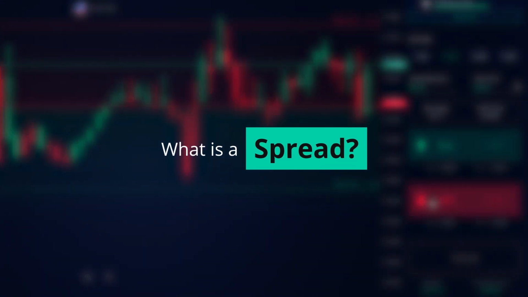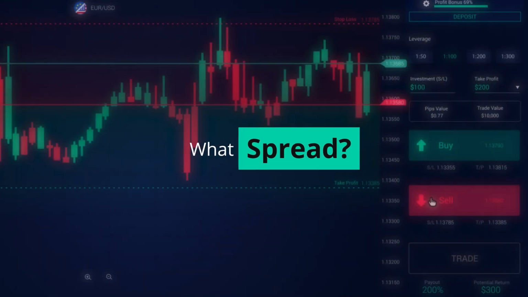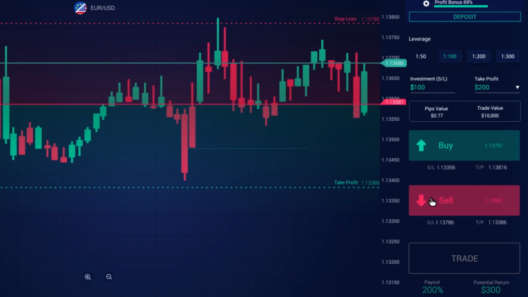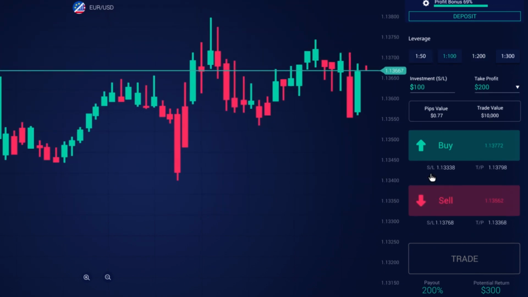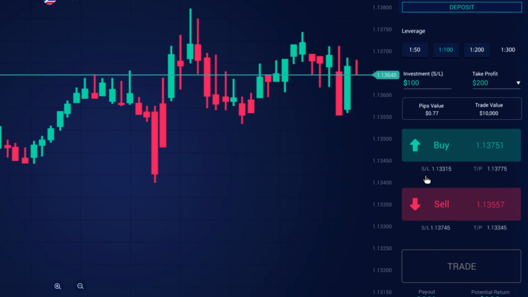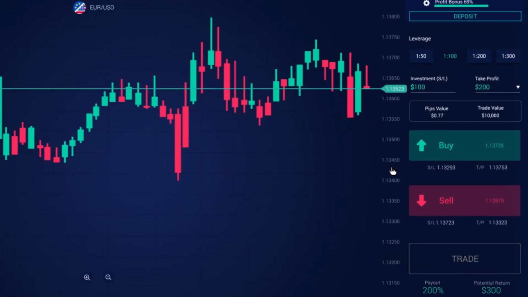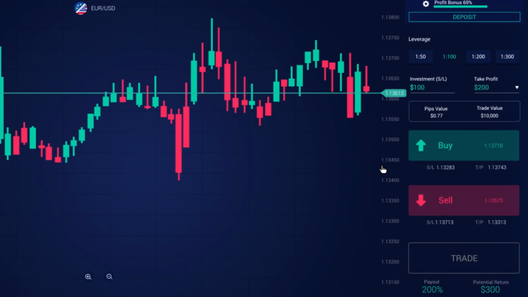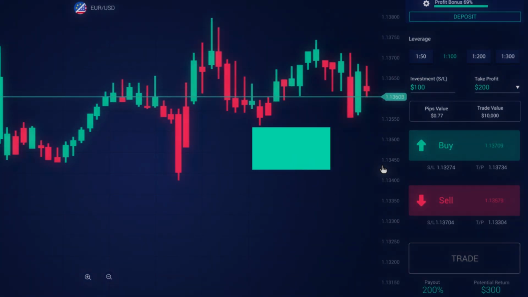What is a spread? Remember how we just said that buy prices are always higher than sell prices? Well, the difference between the two is known as a spread. A spread can vary from one asset to another. Usually, assets with the highest liquidities have the smallest spread values.